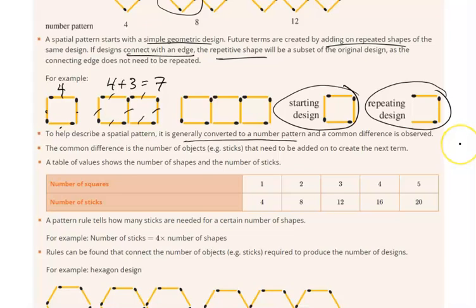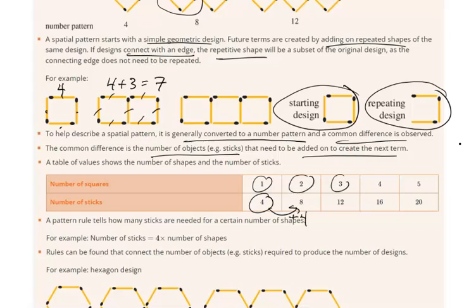So generally, as I just did, we converted it into a number pattern, and a common difference is observed. So we can see how much they're going up by. The common difference, such as the number of sticks, needs to be added to create the next term. If I've got one shape in this one, I need 4 sticks. This one doesn't share an edge, so I add 4 sticks when I need 2 squares. For 3 squares, I add another 4. So this is the common difference between them.